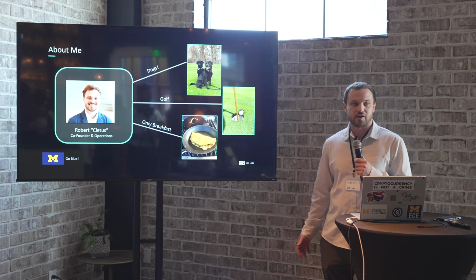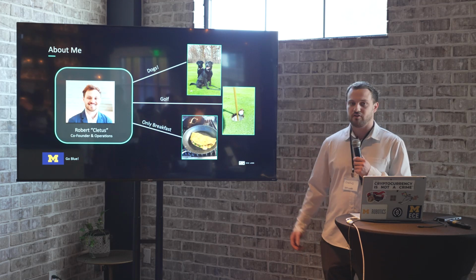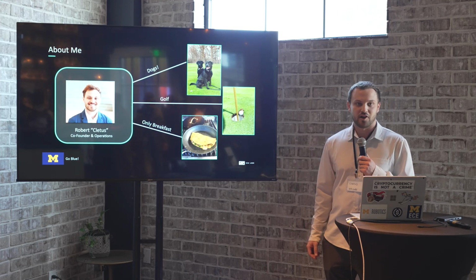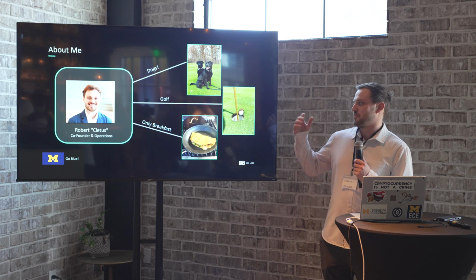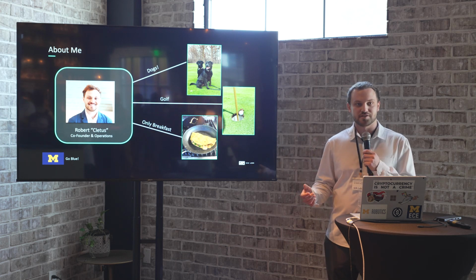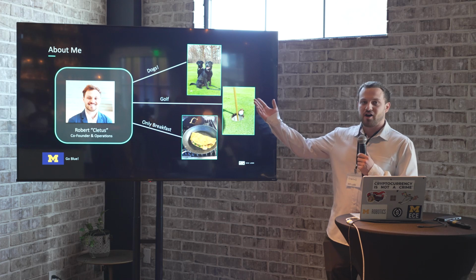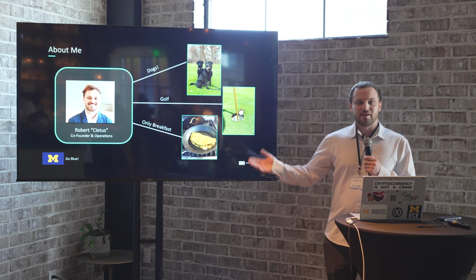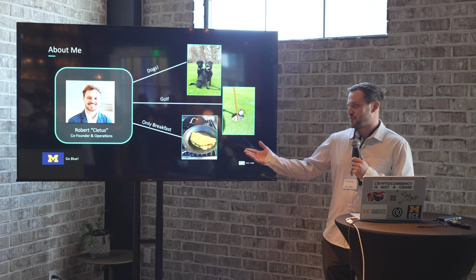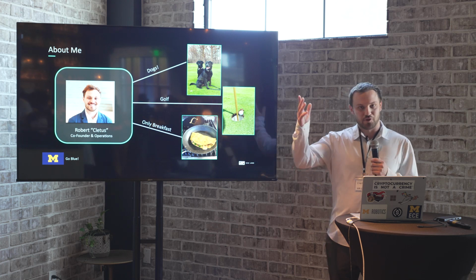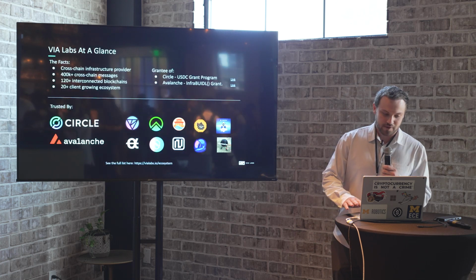So first, I want to talk a little bit about myself here and introduce myself. My name is Cletus. I go by my middle name. A little bit about me. I am the co-founder and I lead the operations at VIA Labs. Love dogs, love to play golf, and I only know how to make breakfast. If anyone went to the University of Michigan, go blue to all of you guys out there.